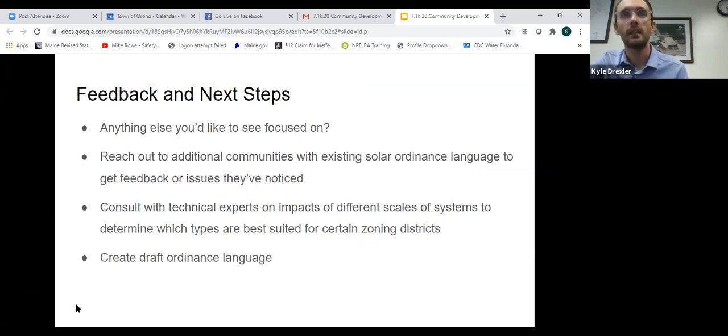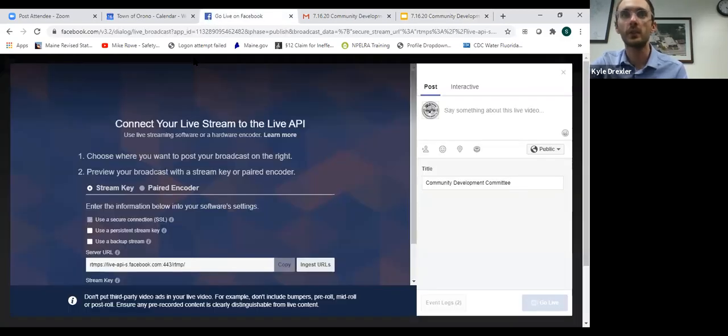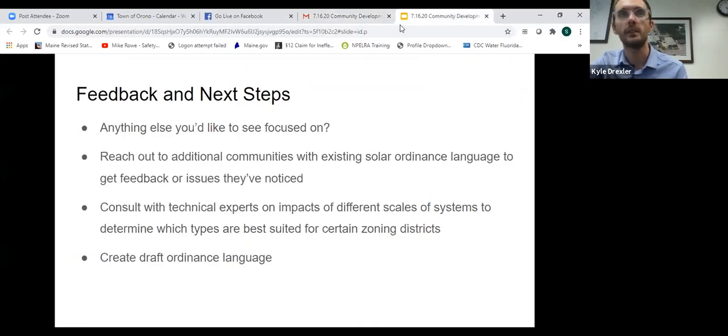So finally, I wanted to see what other issues, if any, you'd like me to look at when I start to do this draft language or reach out to other communities for feedback on what they've experienced. Is there anything else that you'd like focused on or questions you'd like answered? And then obviously I want to continue to do more research, reaching out to people with more technical expertise, reaching out to communities that have these existing ordinances to get feedback from them, and then start to draft the actual ordinance language.